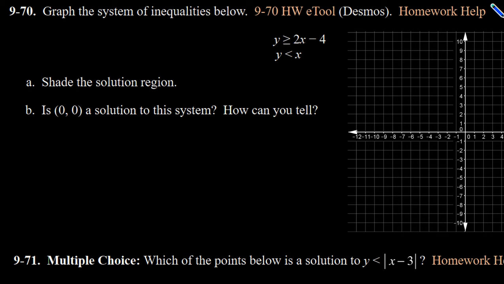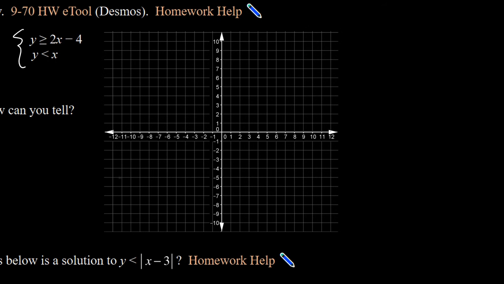So, question 70 says, graph the system of inequalities below. Now you can see that there's two equations making up what is a linear system, right? We've got y values are greater than or equal to 2x minus 4, and y values are less than x. We're asked to shade the solution region and also to check out the point (0, 0). So let's go ahead and start.